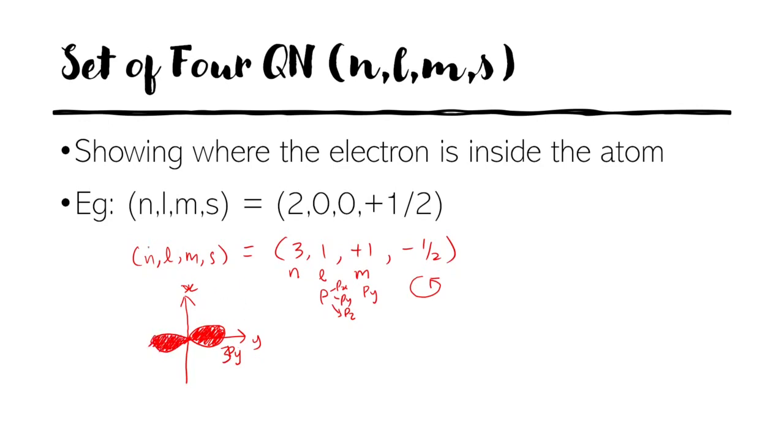So the 4 quantum numbers N, L, M, S are actually the address where to find the electron. There is the highest probability to find the electron inside here, which has a negative half spin inside that 3 PY orbital.